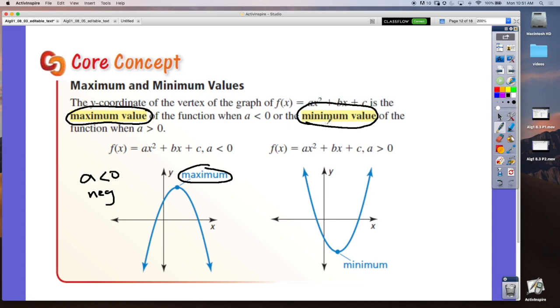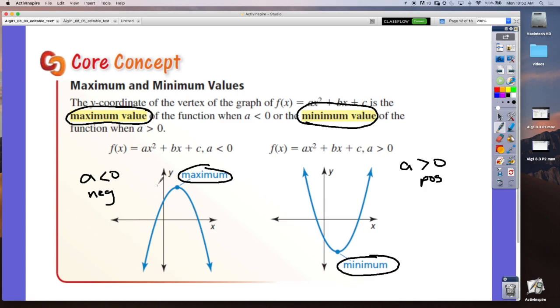The minimum is the opposite. When your graph is facing up, which means a is positive, there is a minimum. So in parabolas, you cannot be both. It's either going to be a maximum or a minimum. You need to memorize it. You need to put it onto your cheat sheet cards for your quiz. It's pretty straightforward. And it kind of just makes sense.